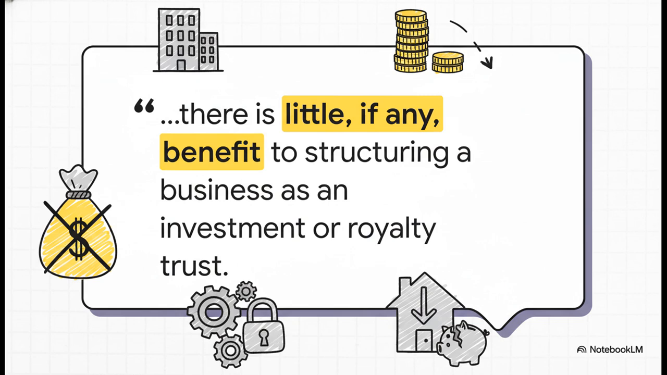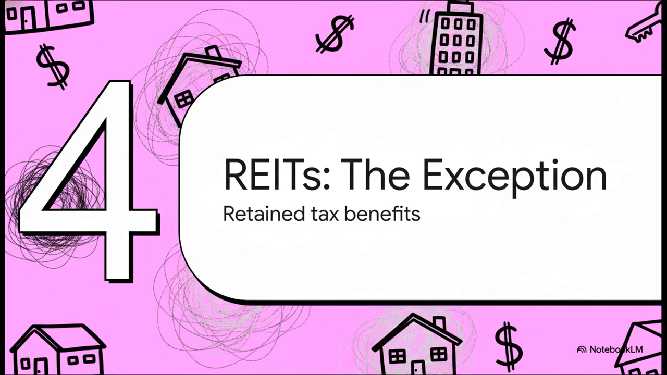And this leads us to a pretty blunt conclusion, as the source material puts it. The end result of all these changes is that there is now little, if any, real tax benefit to using an investment trust or a royalty trust to structure a business. The new rules effectively force a corporate-style tax outcome, which makes the whole structure way less attractive than it used to be. But, and this is a really big but, the story doesn't end there.